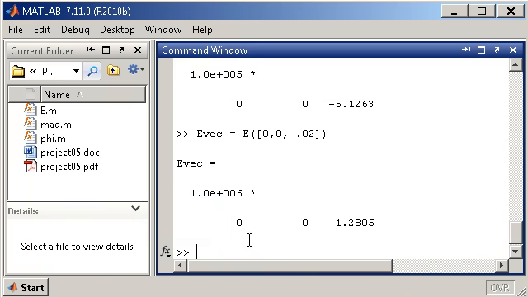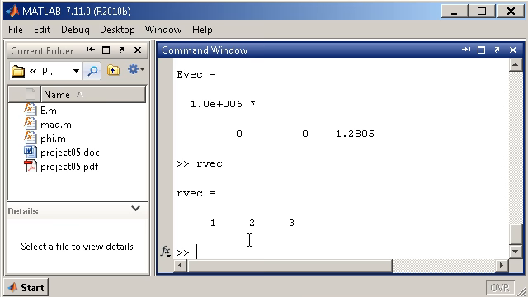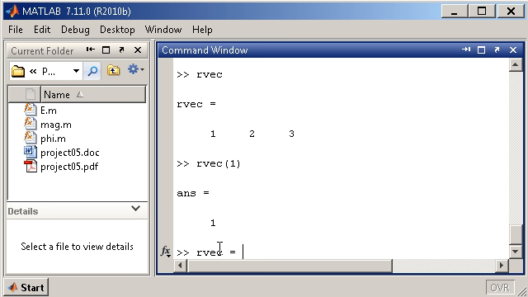remember RVec? It's got 1, 2, and 3 from when I was playing around with that in the very first video. RVec of 1 means the first element of the array RVec. It's a 1. Oh, that's kind of a little bit hokey. Let's make RVec equals 5, 11, 14.